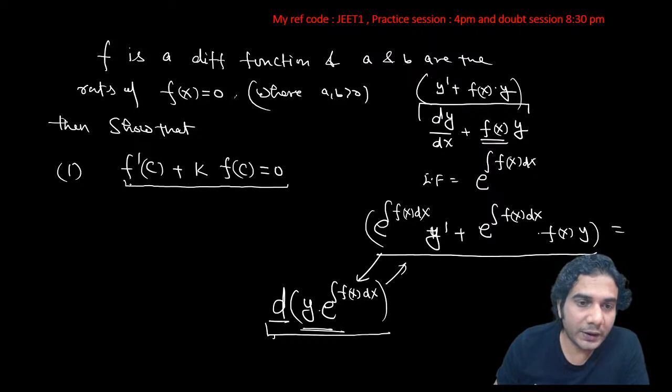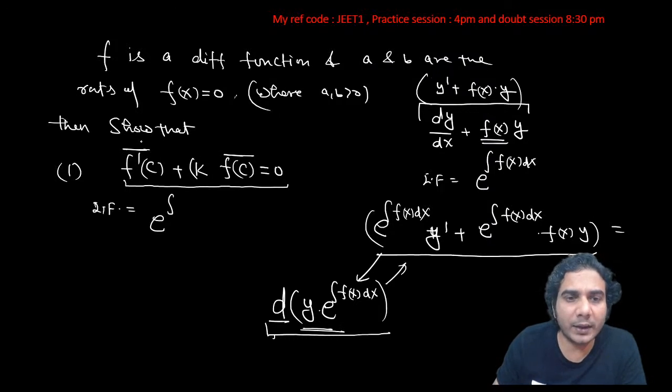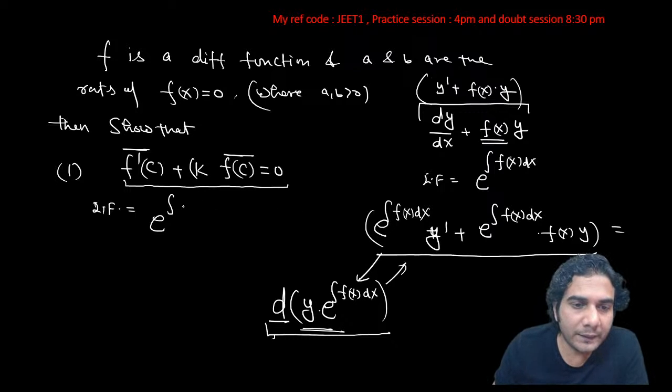In this question, what is the integrating factor? First we'll figure out the integrating factor, and that is going to be e raised to integral of the coefficient. This is y and this is y dash. f(x) is nothing but k, right? So the integrating factor is e raised to integral of k dx, because k is a constant in this, so it is going to be e raised to kx.